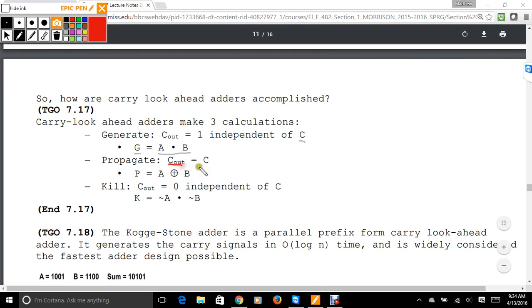Propagate, C out is going to just be equal to C. That makes sense. You're just propagating the signal. So then here they have A XOR B. So they're going to have a G, P, and K in this. So you have A and B, you got A XOR B, and then kill is not A and not B.